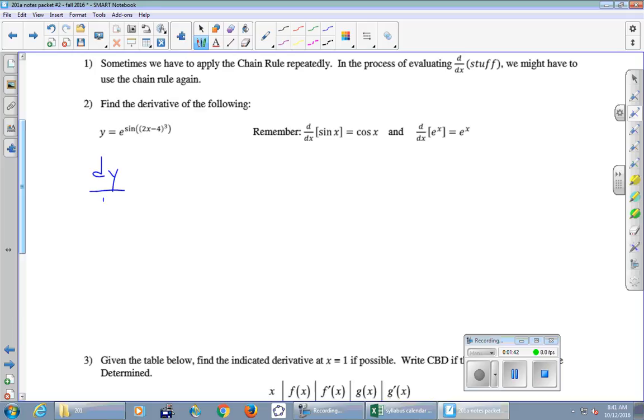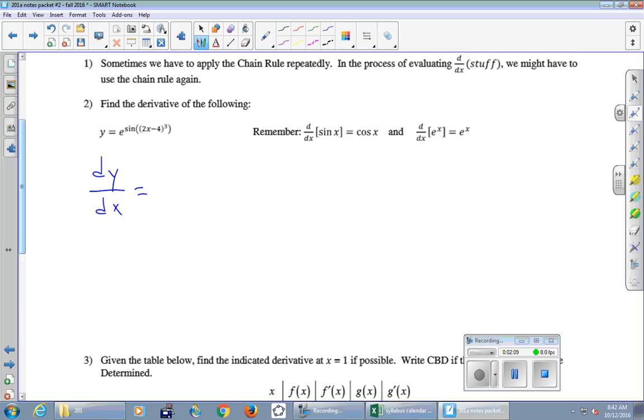dy/dx equals. So I see e, I see sine, and I see a cubed. And we have to figure out what is the overarching rule that we have to follow here. Which one is this thing predominantly? Is this an e or a sine or a cubed? This is an e. This is e to a bunch of stuff. Everyone agree? First and foremost, it's e to a bunch of stuff.